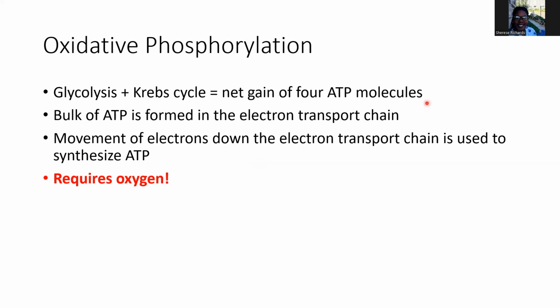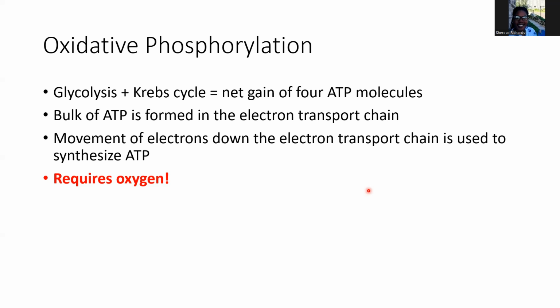So if you remember all of the electrons that I've been mentioning, that we've been building up, that we've been gathering, that we've been making, they are going to be a really important part of how we make this bulk of ATP via a mechanism called the electron transport chain. And the big picture of what's happening here is we're going to move electrons down their electron transport chain, and we're going to use that energy. The movement of those electrons is going to yield the energy that's going to make a lot more ATP.